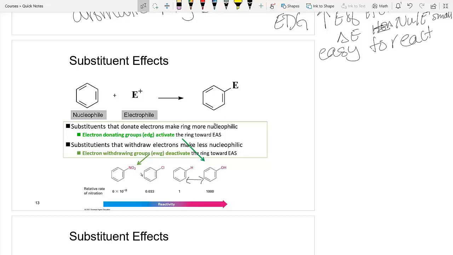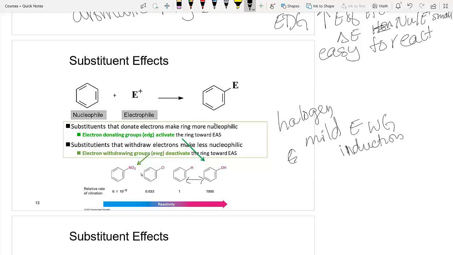And when you compare it to phenol, being a strong electron donating group by resonance, you see that it's 1,000 times faster. And so the electron donating group will activate the ring and make the ring more reactive. And halogens, on the other side, are mild electron withdrawing groups by induction. And so they're going to slow down the reaction, but not as much as the nitro group, which is an electron withdrawing group by resonance.